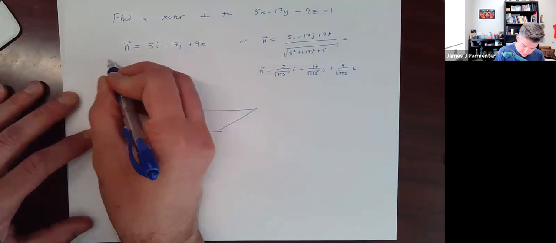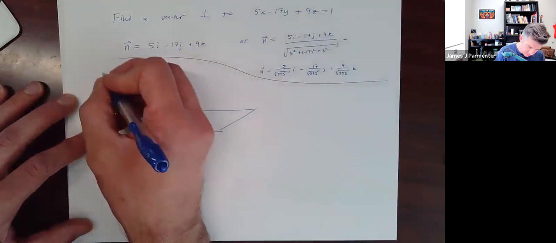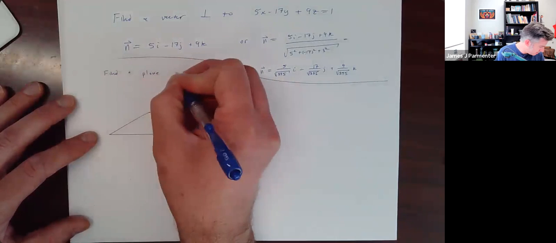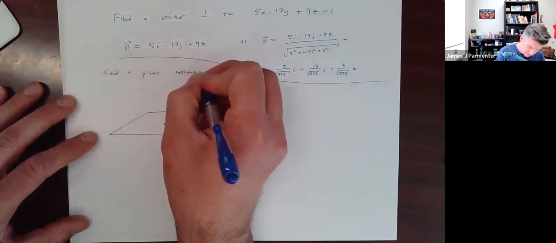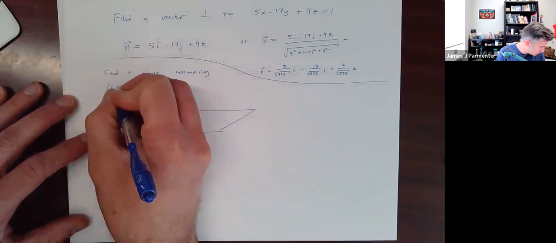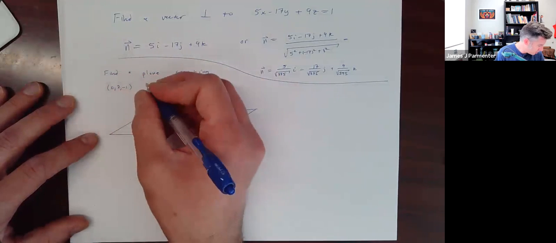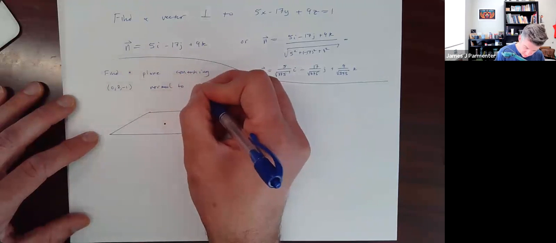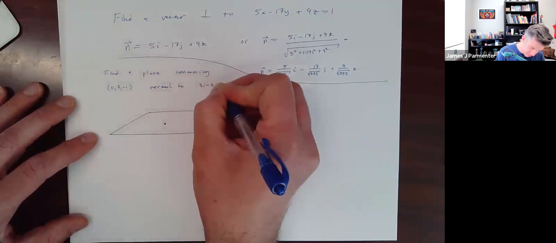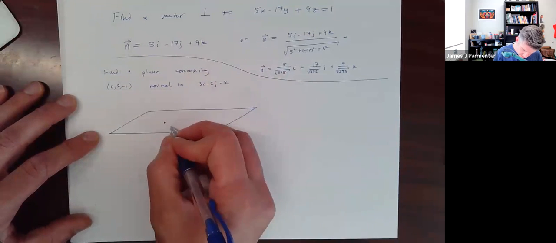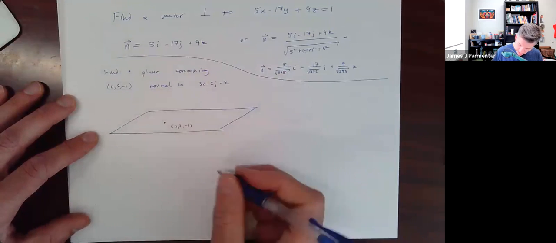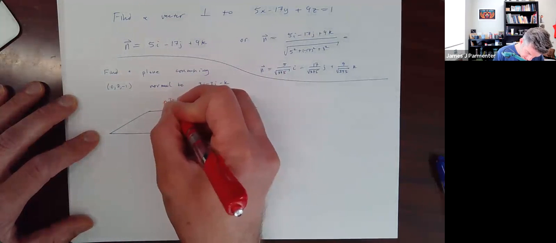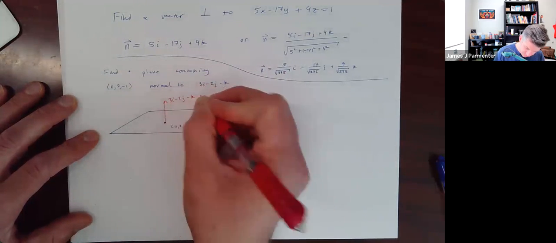So new question, kind of going the other direction. We want to find a plane containing the point (0, 2, -1), normal to the vector, or perpendicular to the vector 3i minus 2j minus k. So here's our point, (0, 2, -1), and here is the vector perpendicular sticking out of it, 3i minus 2j minus k.